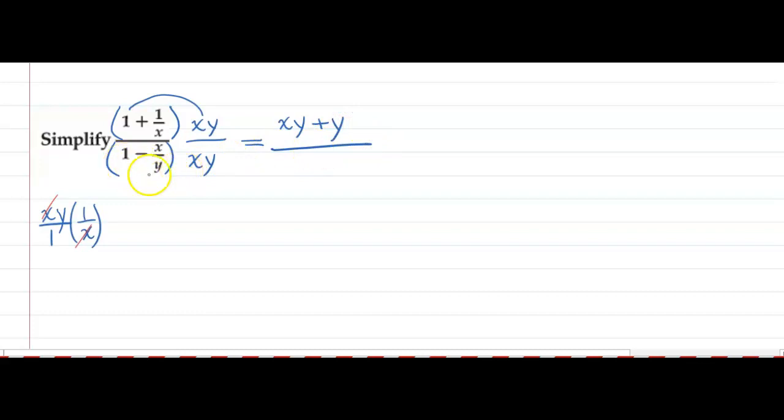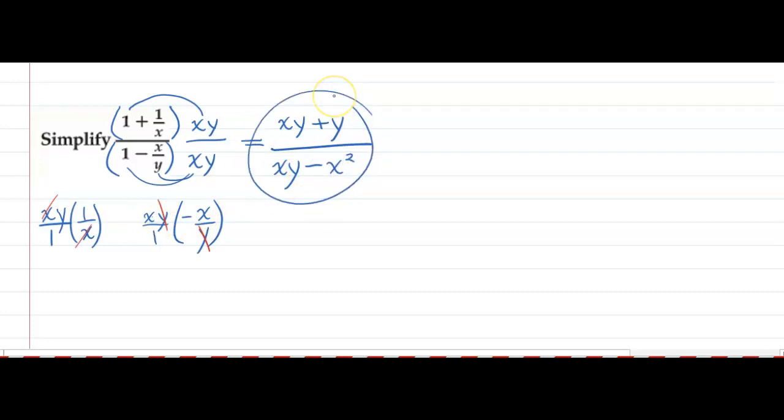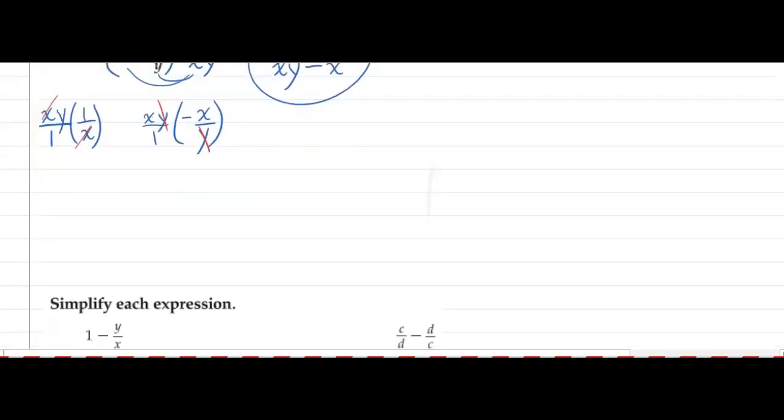In the denominator, xy times 1, and then xy times negative x over y. Again, now the y's cancel. X times negative x is negative x squared. And that's my answer. I don't have to simplify it any further.